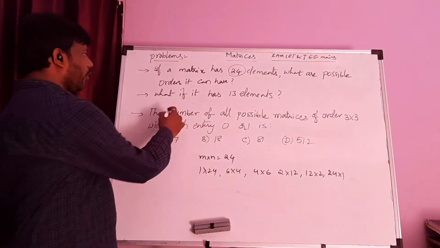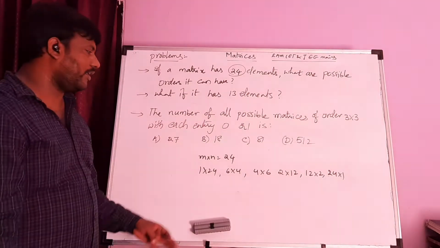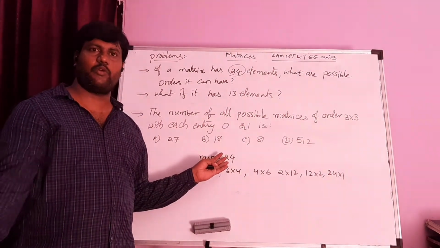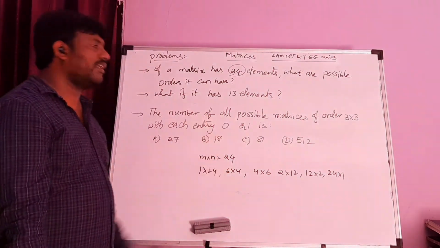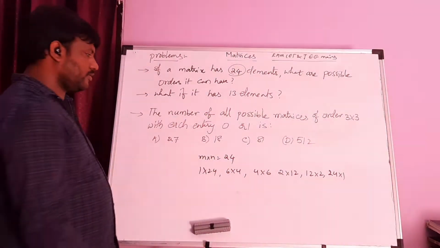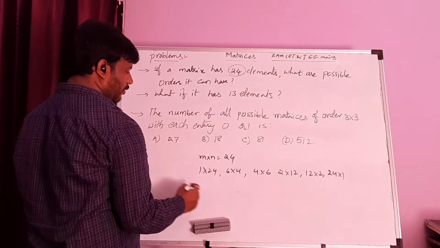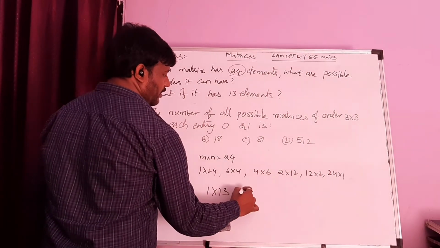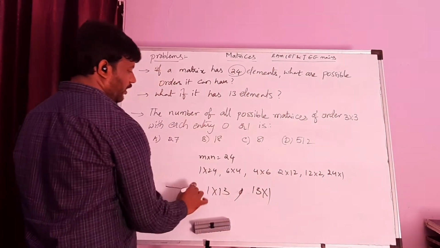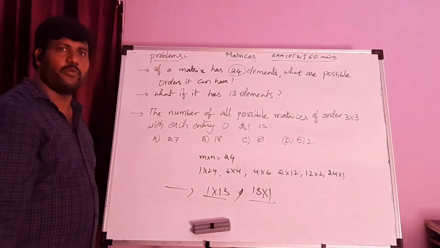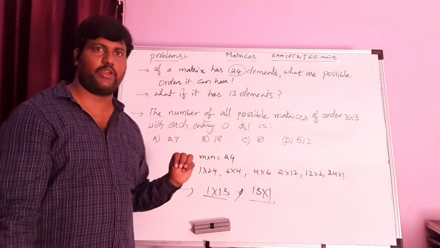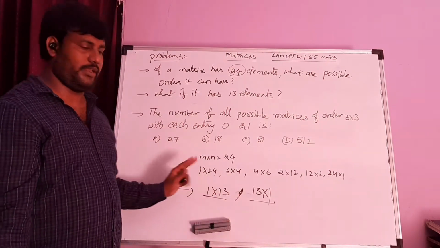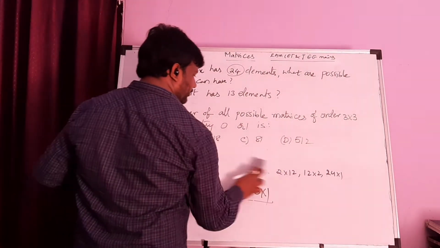The second question: what if it has 13 elements? Before, 24 was an even number and not prime, but 13 here is prime. You can't write any factors, right? So the only possible orders for 13 elements are 1 by 13 or 13 by 1. Only two possible orders. Whenever you have a prime number of elements, we have only two orders, 1 by 13 and 13 by 1. Right. See the next question.